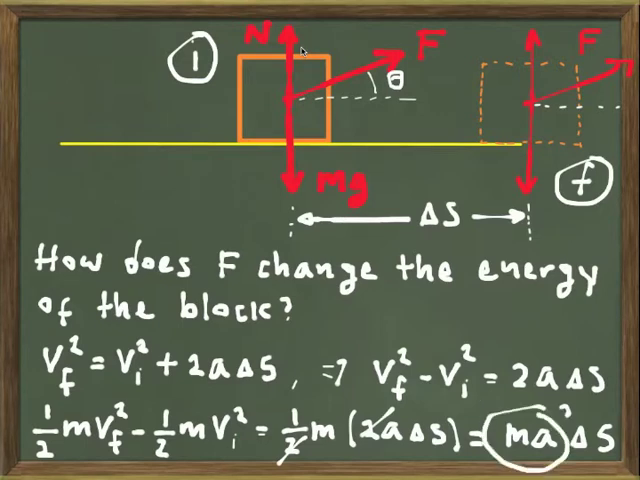What's ma? ma is the net force acting on this system, right? The net force is a force that goes in the x direction, right? The only force in the x direction is F cosine theta. F is the only force with x component. So the net force in the x direction is F cosine theta.